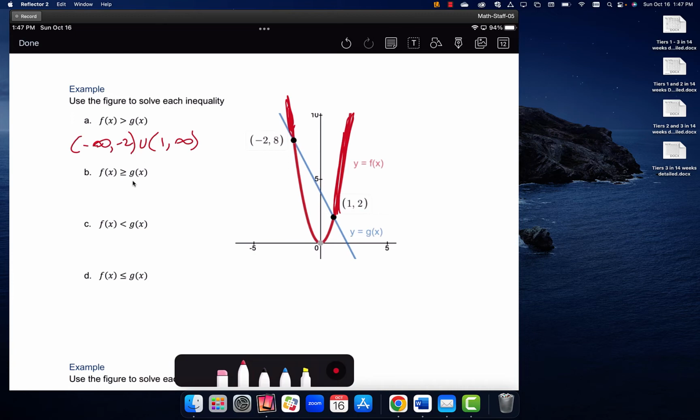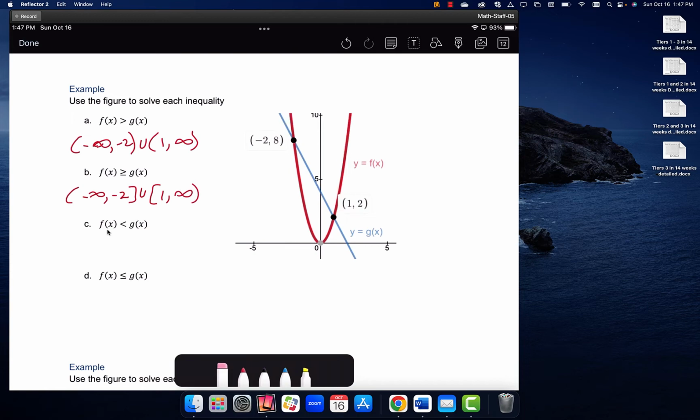Question B is asking the same thing, but we can have equality. Where is f greater than g? In other words, where is the quadratic above the line? That's happening from negative infinity to negative 2, including the negative 2 this time, and including the 1 to infinity.